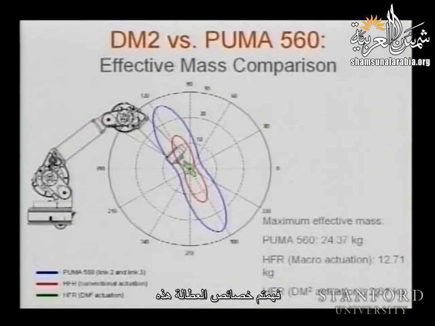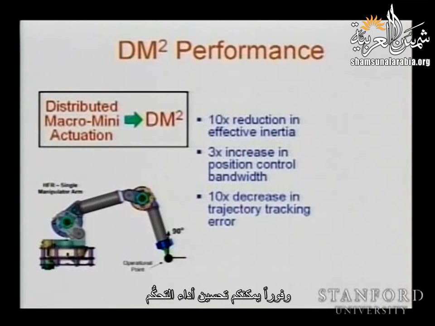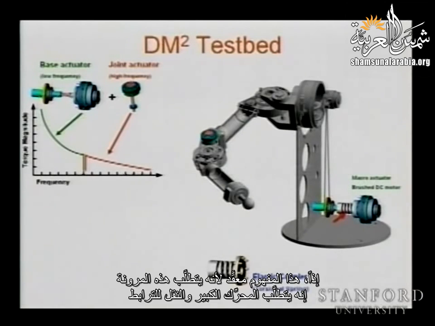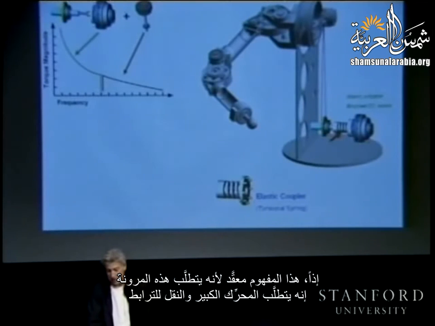So you understand those inertial properties. The green one is what you have now. You reduce your effective inertia by 10 times, and immediately you improve your control performance. So this concept is quite complicated because it requires this elasticity, requires the big motor, requires transmissions to couple it.